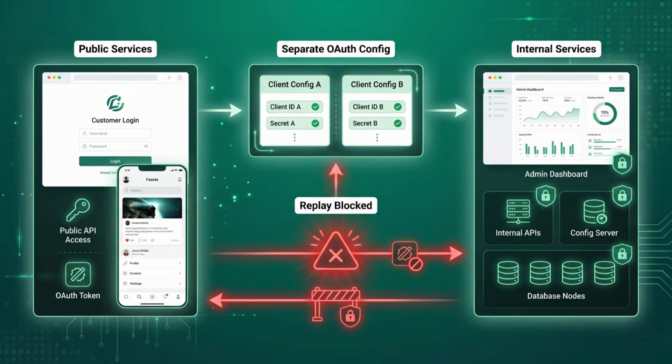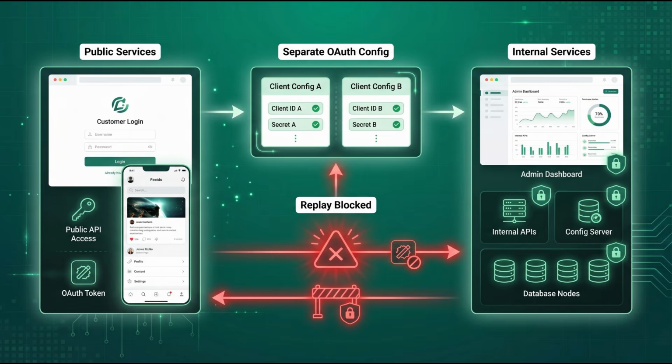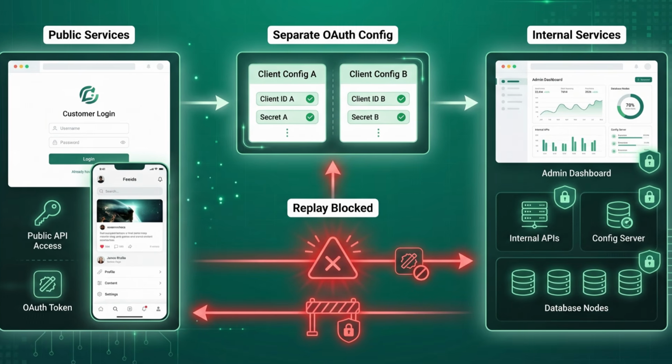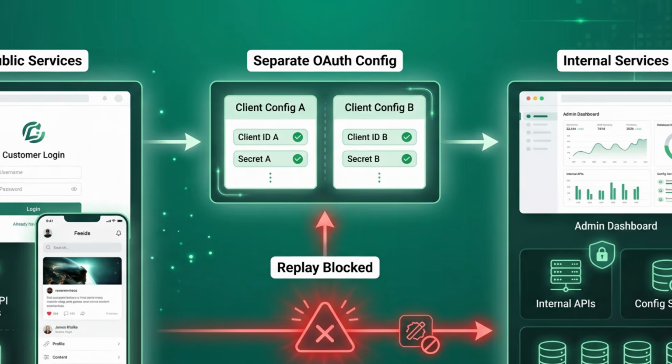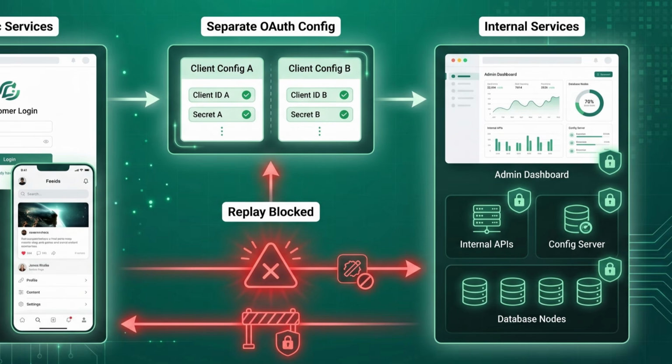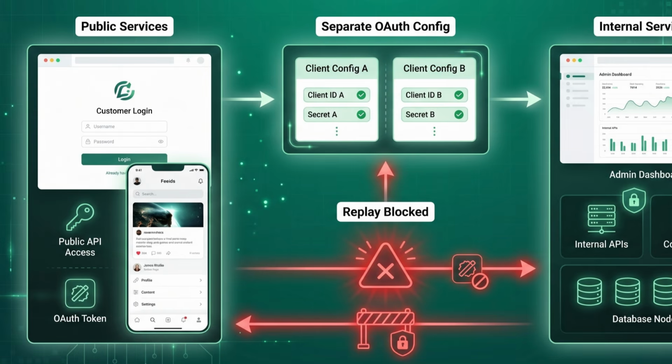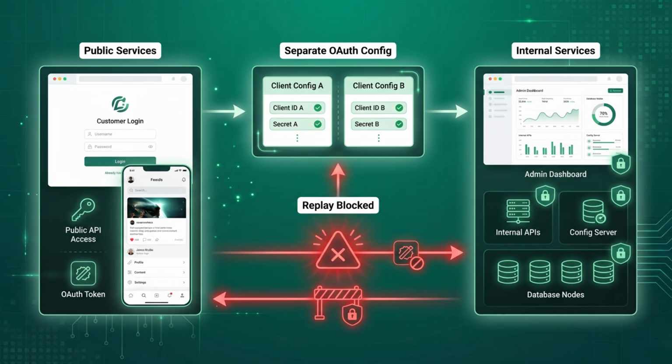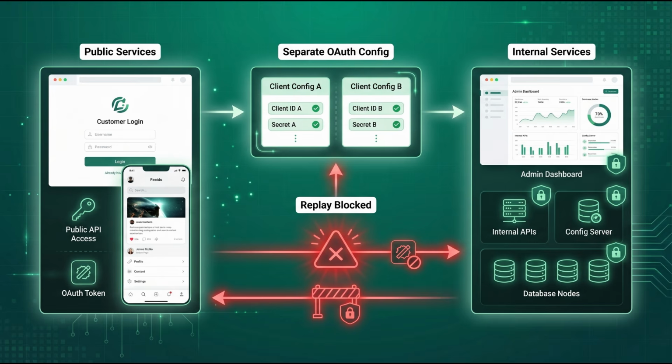And the second point is to keep your OAuth configuration separate for public and internal services. So do not reuse the same configuration, same client ID and client secret, for the internal services which you are using on public services. So just by taking care of these two points, your OAuth configuration will be robust and solid, and an attacker cannot replay this kind of attack.